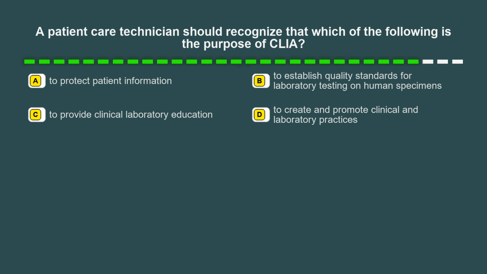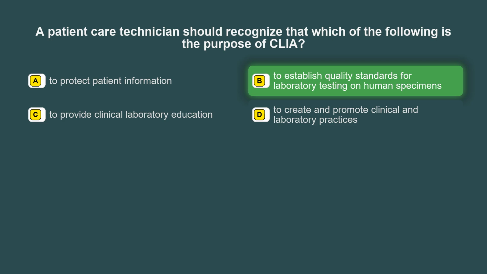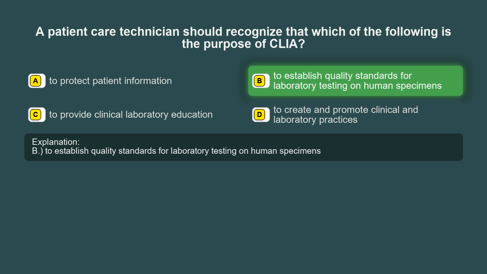Question 14. A patient care technician should recognize that which of the following is the purpose of CLIA? Option A, to protect patient information. Option B, to establish quality standards for laboratory testing on human specimens. Option C, to provide clinical laboratory education. Option D, to create and promote clinical and laboratory practices. The correct answer is option B, to establish quality standards for laboratory testing on human specimens.